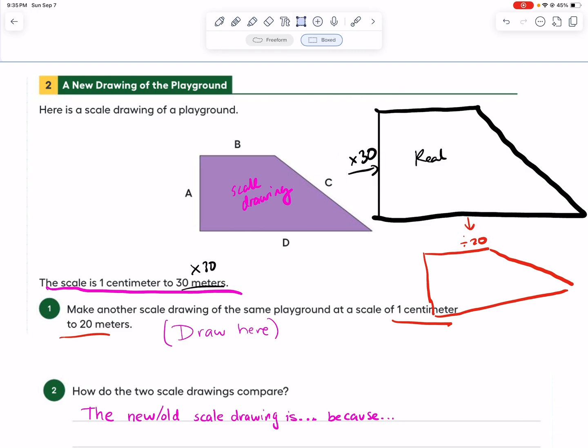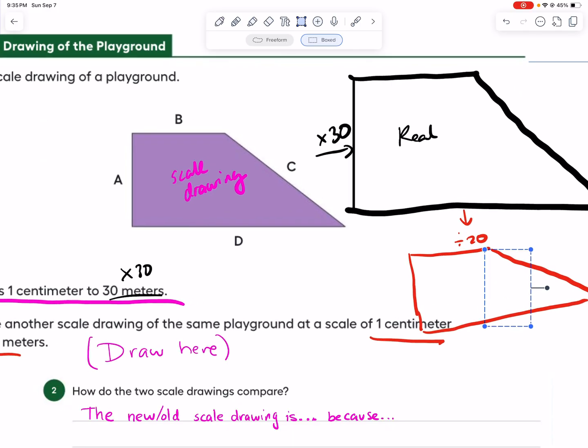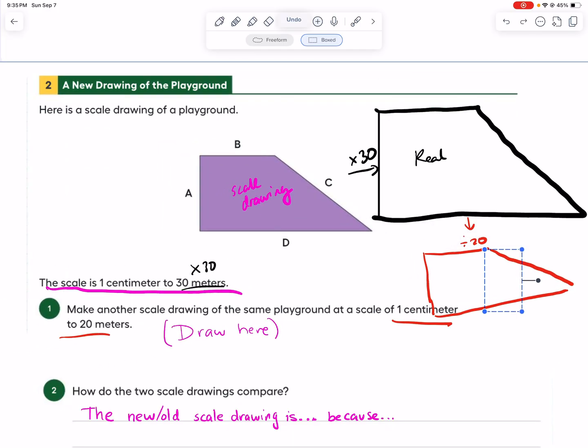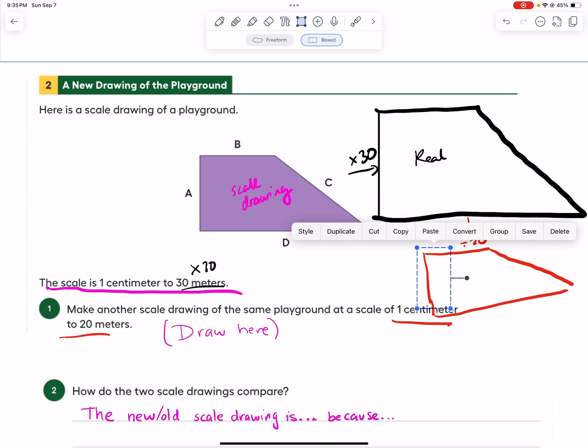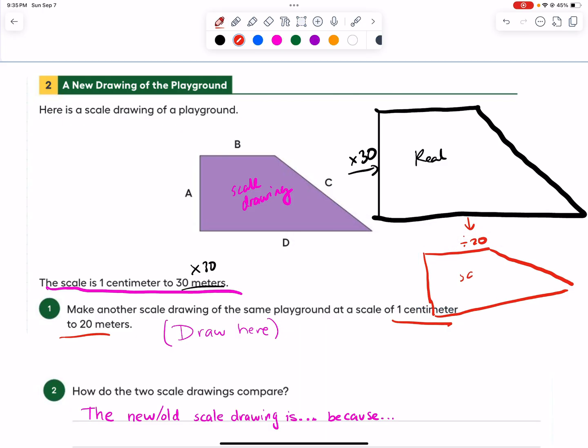But interestingly, you're about to see this. Let me see if I can decrease the size. Let's see. Oh, it's all messed up. Okay, whatever, it's fine. So this is a new scale drawing of dividing by 20. But what I want you to realize is that we could have just done this.